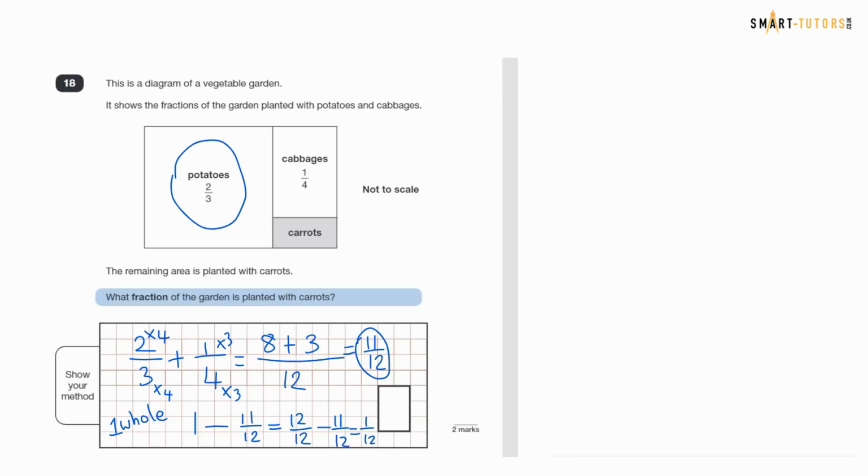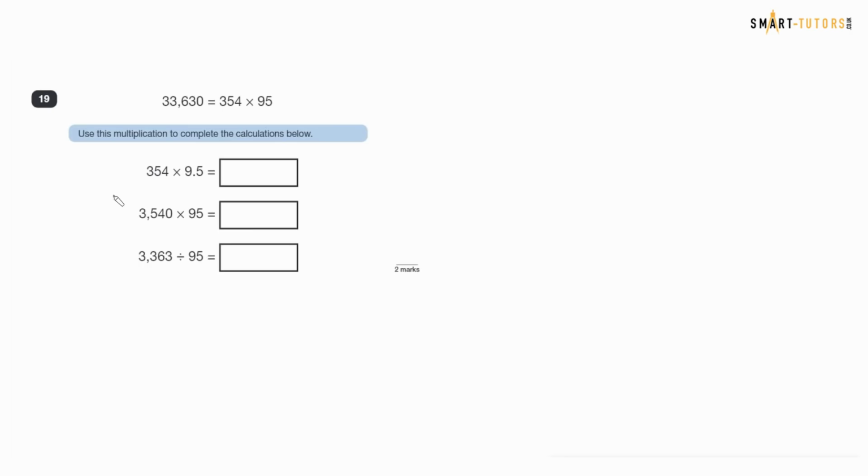And remember, 1 is always the whole, which also equals 12 over 12 in this case. Very good. So 12 over 12, take away 11 over 12 is 1 over 12. That is the answer for 18. Question number 19.